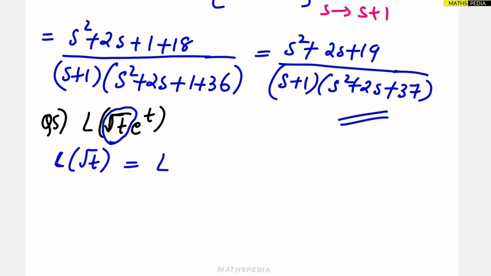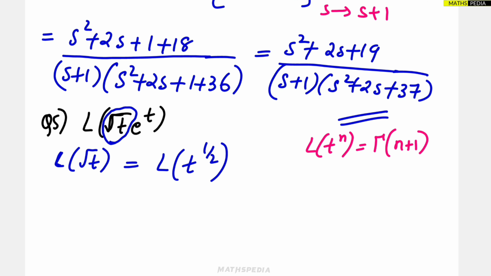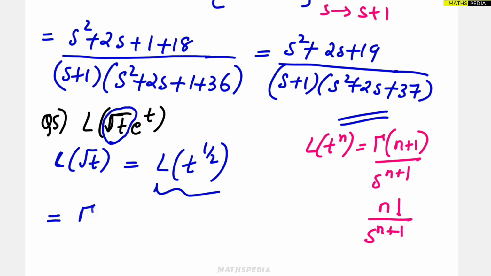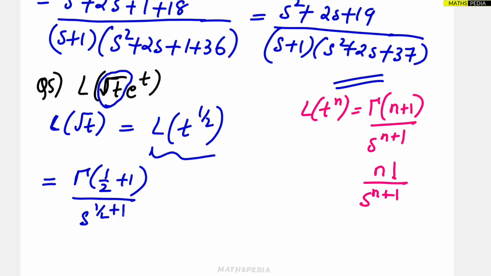So this can be rewritten as t power half. Now, as we have studied, the Laplace transform of t power n is equal to gamma function of n plus 1 divided by s power n plus 1. See, why are we taking gamma? Because here the power is a fraction value. Otherwise we should have taken n factorial divided by s power n plus 1. Okay. So here this can be written as gamma function of 1 by 2 plus 1 divided by s power 1 by 2 plus 1.